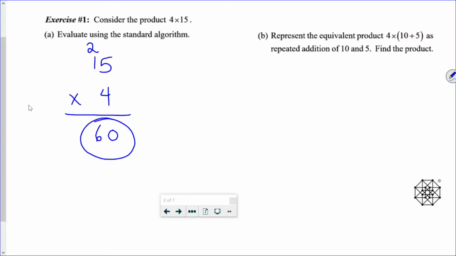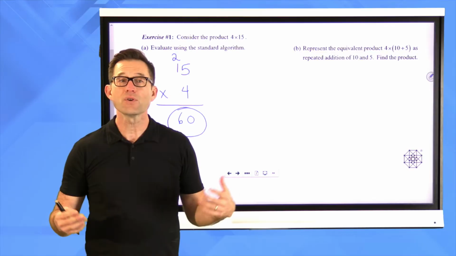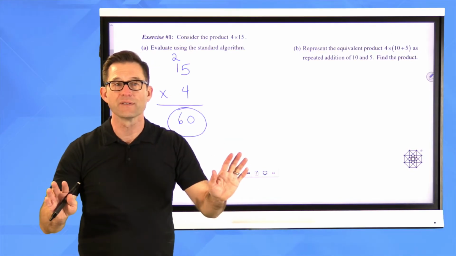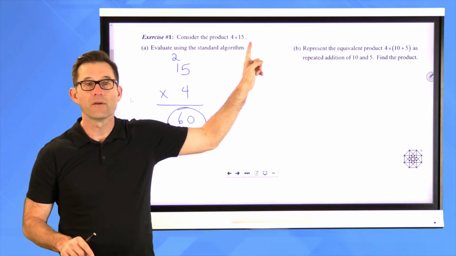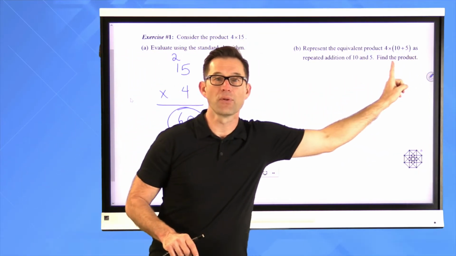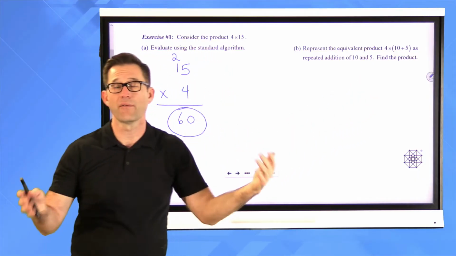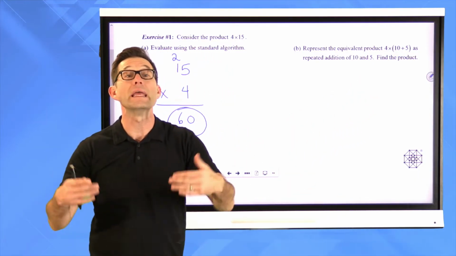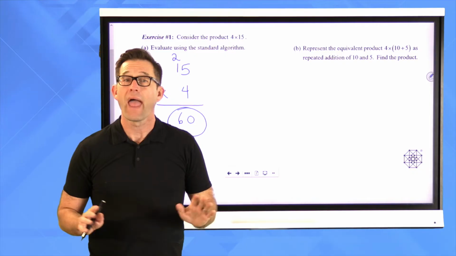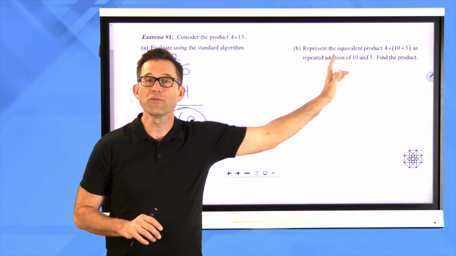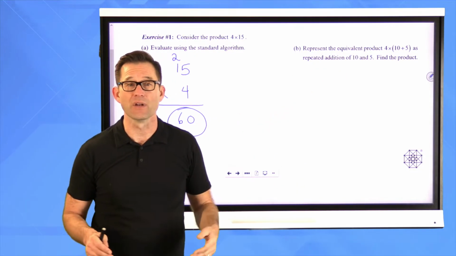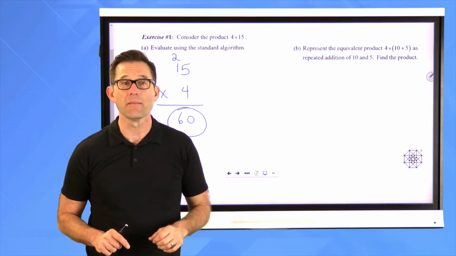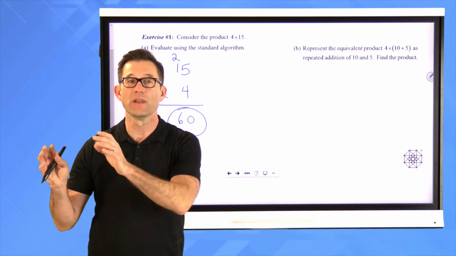Letter B says represent the equivalent product 4 times 10 plus 5 as repeated addition of 10 and 5. Find the product. So keep in mind some very obvious things. 15 is the same as 10 plus 5, because 10 plus 5 is 15. They're equivalent, as we say in math. And of course, the other thing is that multiplication just means repeated addition. So 4 times 15 literally means 15 plus 15 plus 15 plus 15.